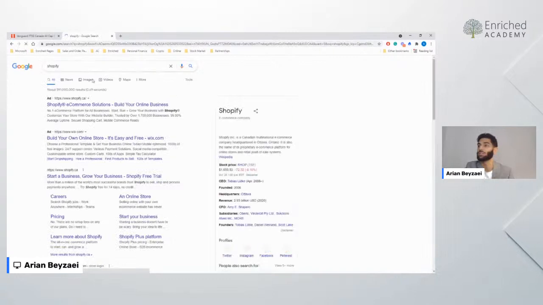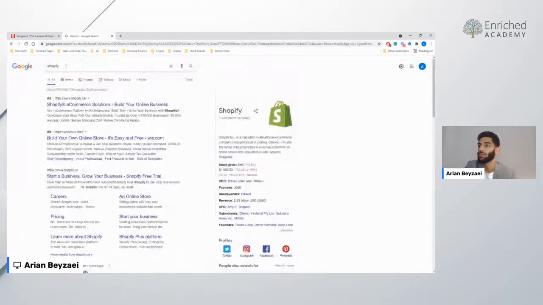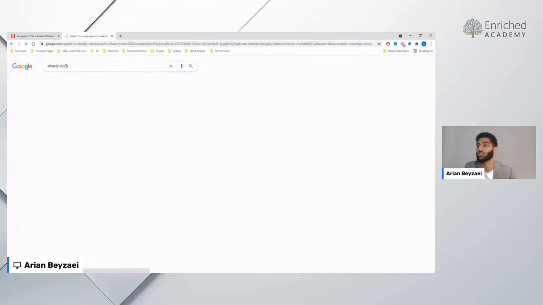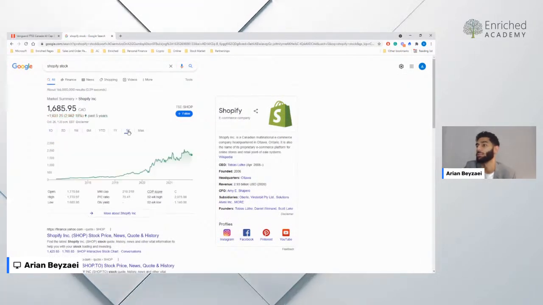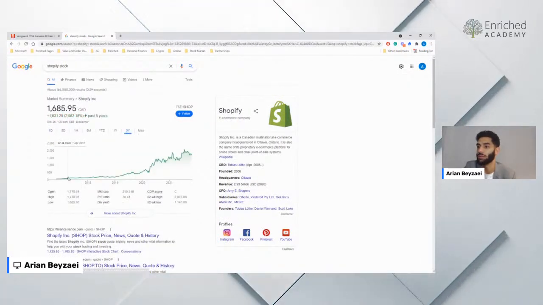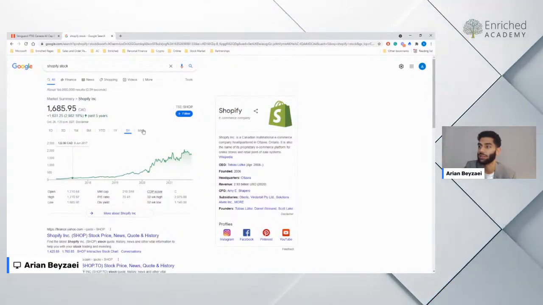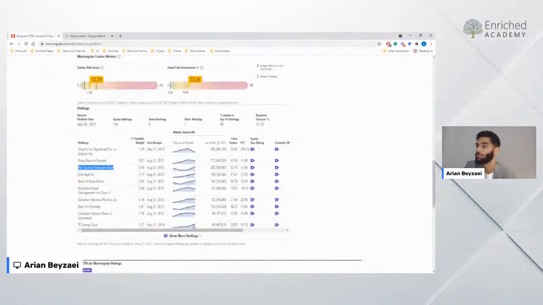My gosh. I'm going way off script here. But yeah, Shopify, what, like $92? It's at 1700. What a cool company that right there.